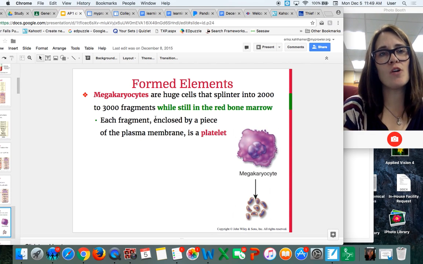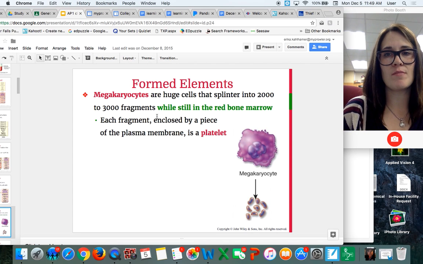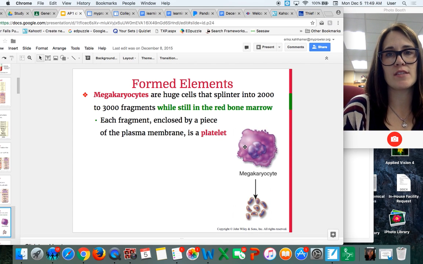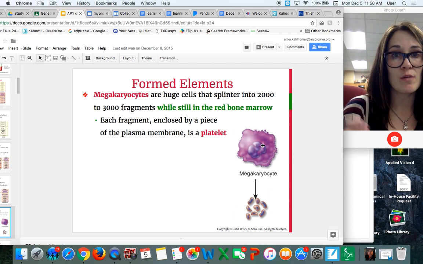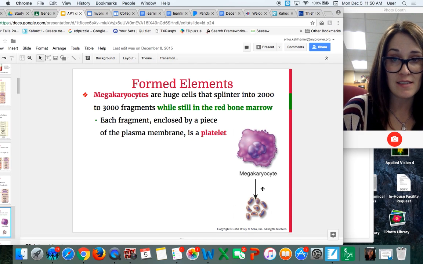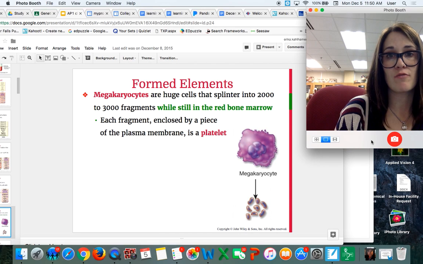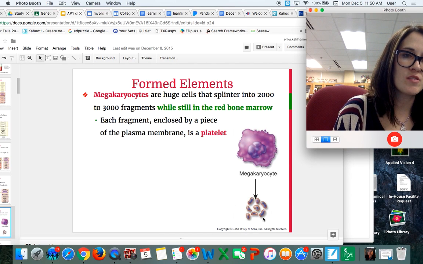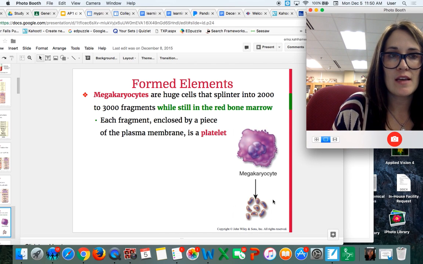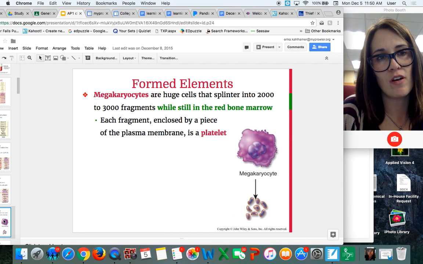Megakaryocytes. Okay, so during blood cell development, there's a cell called a megakaryocyte. It's a huge cell. And then it will splinter, break into about 2,000 to 3,000 fragments or pieces. This still happens in your red bone marrow. That's where your blood cells are formed. When it breaks into those pieces, they are now referred to as a cellular component called a platelet. And platelets are involved in blood clotting.